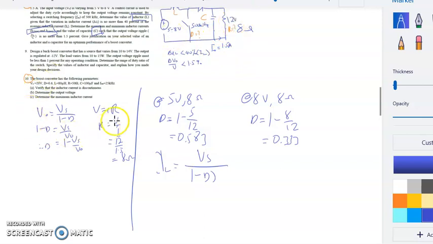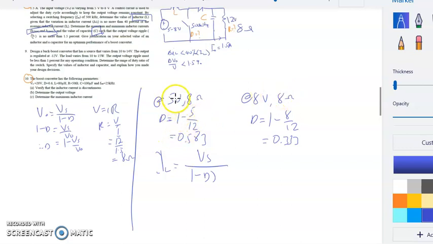So R is equal to V divided by I. So we have 12 divided by 1.5 ampere. So 8 ohm is our output resistor for this system. So 5 volt, 8 ohm; 8 volt, 8 ohm.